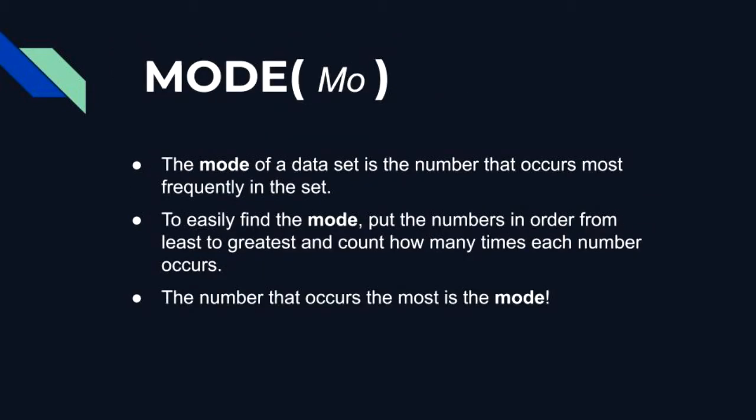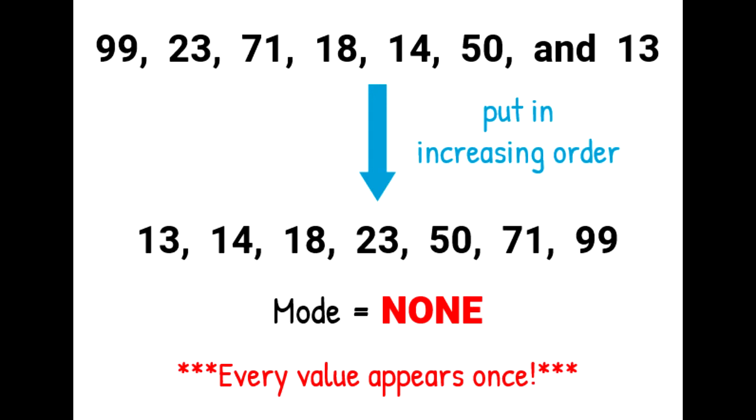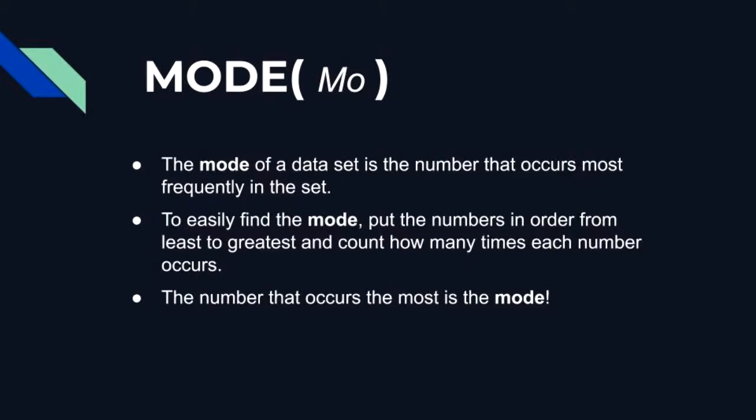The mode. The mode of a dataset is the number that occurs most frequently in the set. To easily find the mode, put the numbers in order from least to greatest and count how many times each number occurs. If no number in the list is repeated, then there is no mode for the list. The number that occurs the most is the mode.